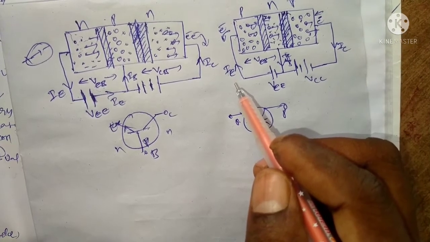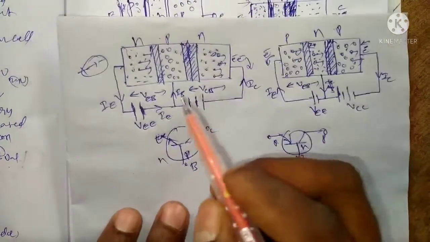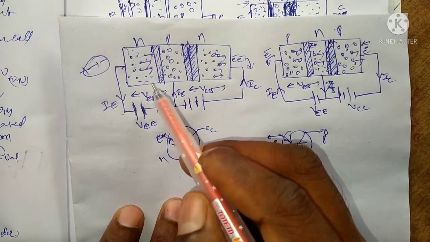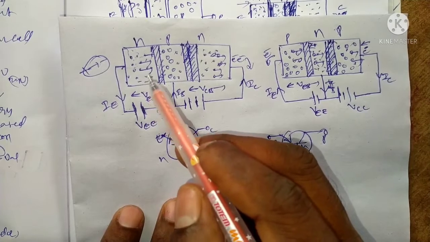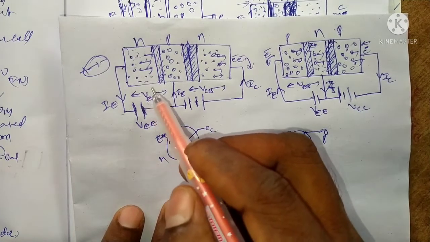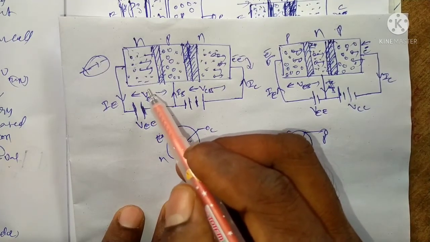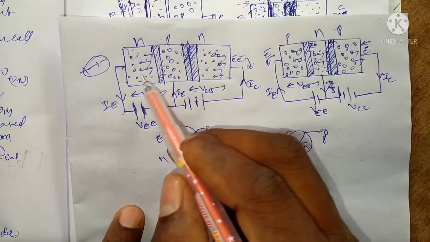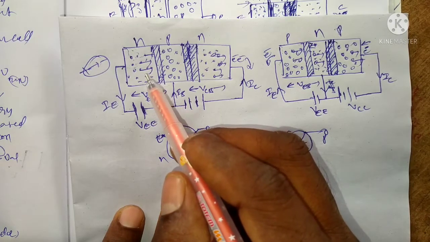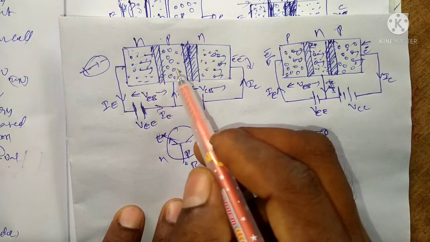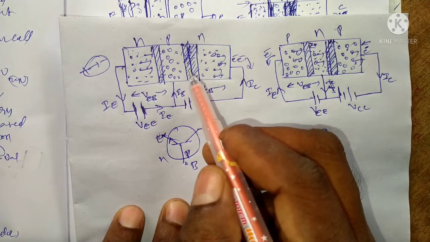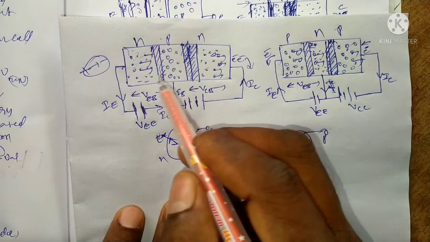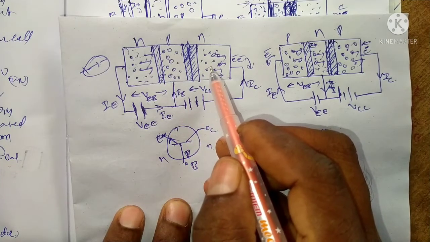Okay, what is happening here? The emitter is a highly doped segment, because here the number of charge carriers is more, so they can be transferred to the base. Okay, what is the duty of the base? It collects the electrons and transfers them to the collector.